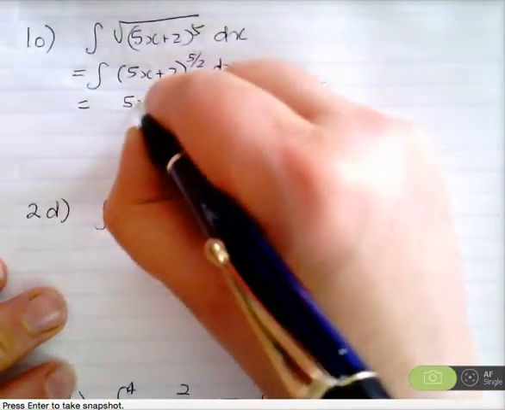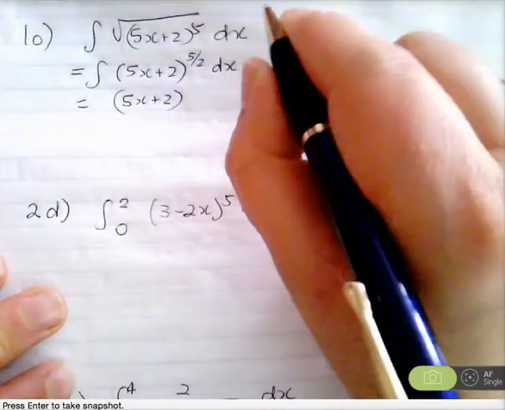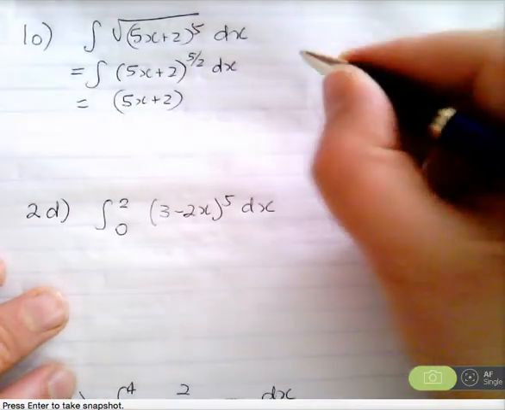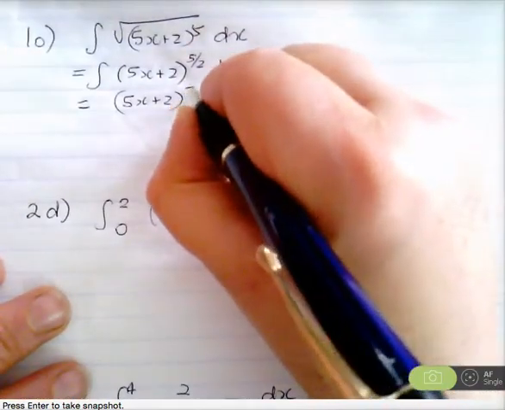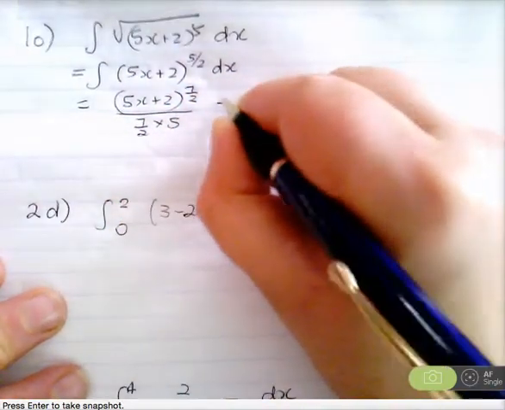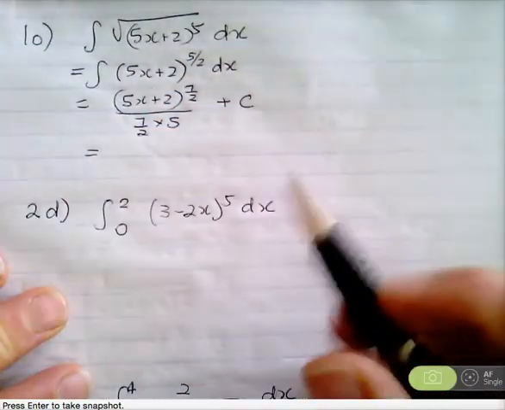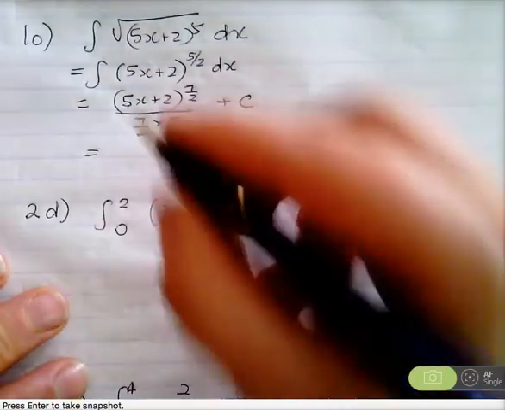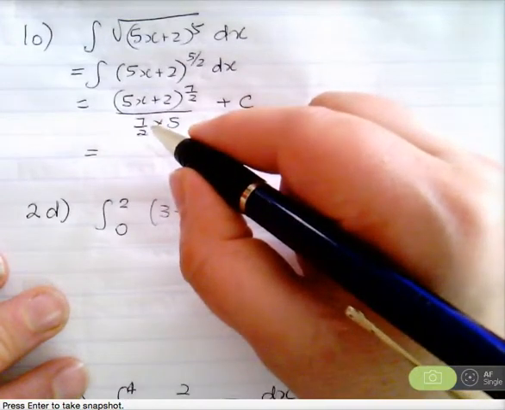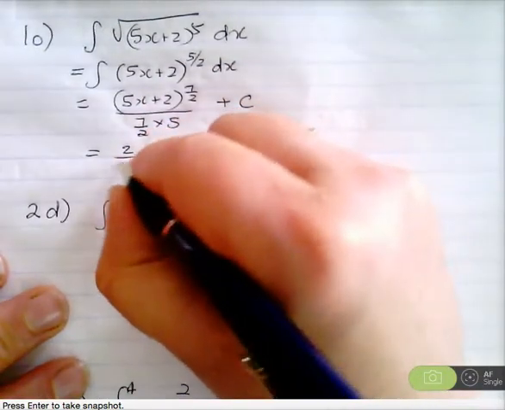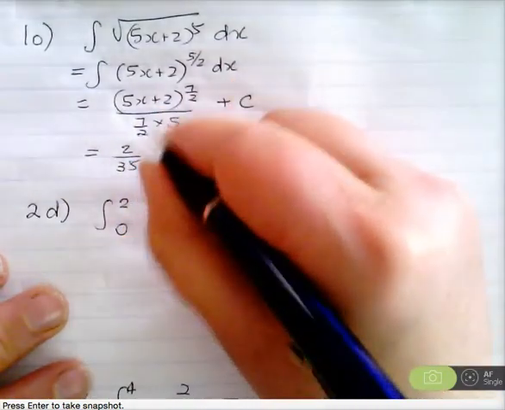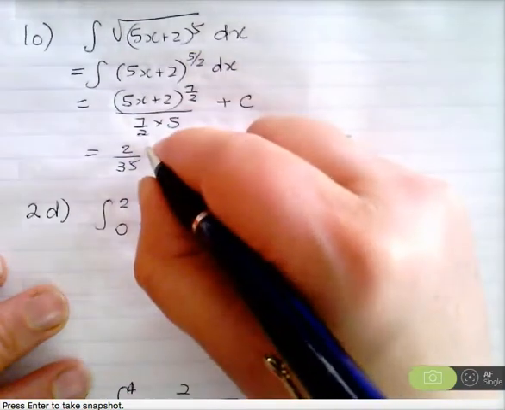Now we're integrating. We get 5x plus 2 to the 5 on 2, which is 2.5. Add 1 to that and you get 3.5, which is 7 on 2, over 7 over 2 times 5, plus c. So what do we get? 35 on 2, which is 2 over 35. So you get 2 over 35 when you divide by 35 over 2.